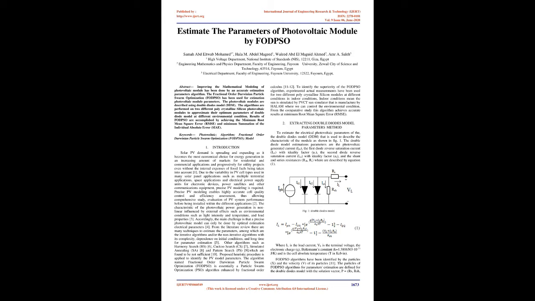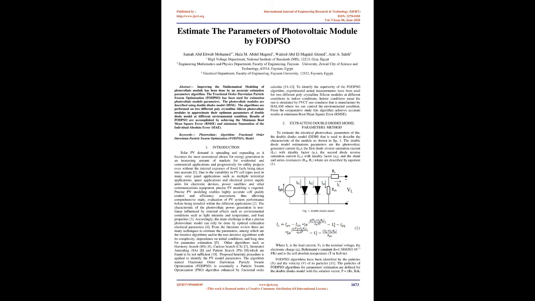The photovoltaic modules are described using the double diode model, DDM. The algorithms are performed on two different polycrystalline silicon photovoltaic modules to approximate their optimum parameters of the double diode model at different environmental conditions. Results of FODPSO are accomplished by achieving the minimum root mean square error, RMSE, and minimum summation of the individual absolute error, SIAE. Keywords: photovoltaic, algorithm, fractional order Darwinian particle swarm optimization, FODPSO, model.